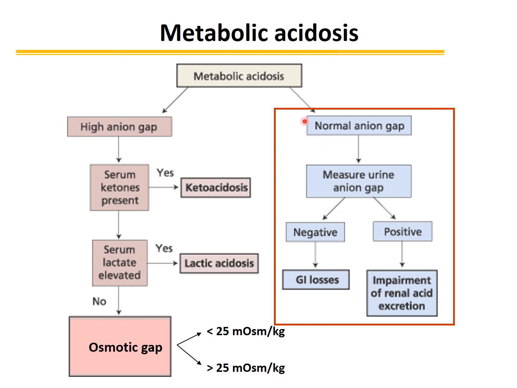Now, with a normal anion gap, another thing you should measure is the urinary anion gap to see whether this is due to a kidney abnormality. When the urine anion gap is increased, that's a kidney abnormality. Or if it's normal, it's possible you have a GI loss or some kind of bicarbonate loss.